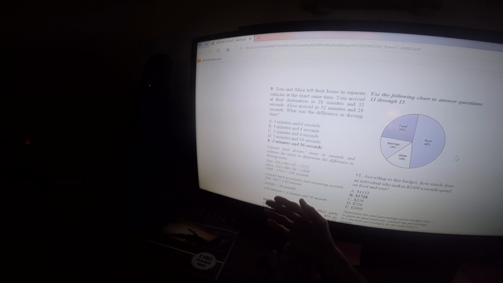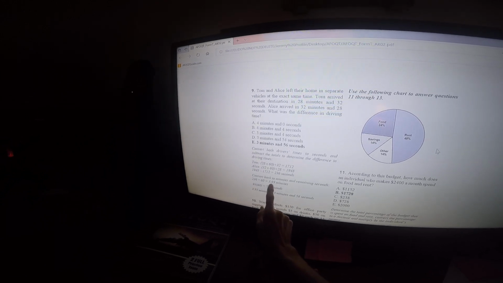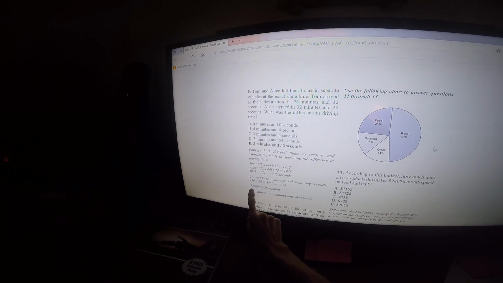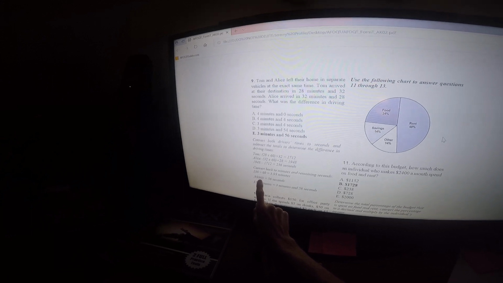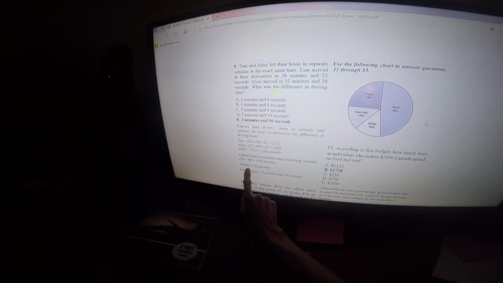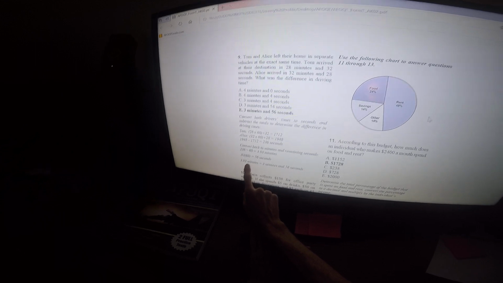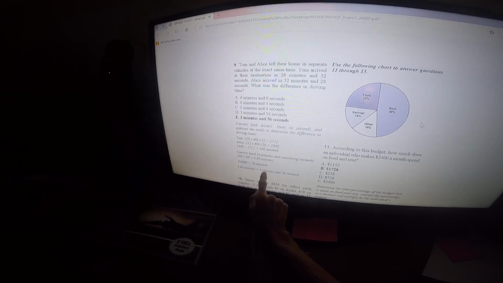236 divided by 60 equals 3.93 minutes. So 0.93, changing that to seconds, times 60 again, makes 56 seconds. So 3.93 minutes equals 3 minutes and 56 seconds. Oh, brother. Interesting.